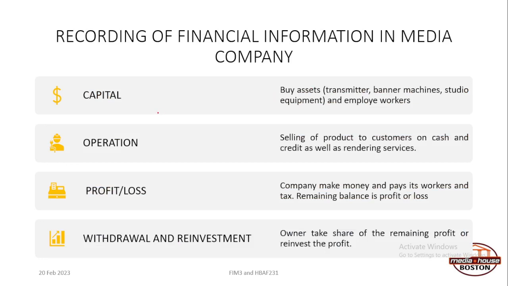We did mention that the first thing that is going to happen is that capital will be provided to the company, by the owner or by the owner going and borrowing. Once the capital is available, we're going to buy assets. Assets might include transmitters, banner producing machines, and studio equipment if it's a radio or broadcasting company. And then you're also going to need employees, so the capital will also be used to pay employees in the first year.